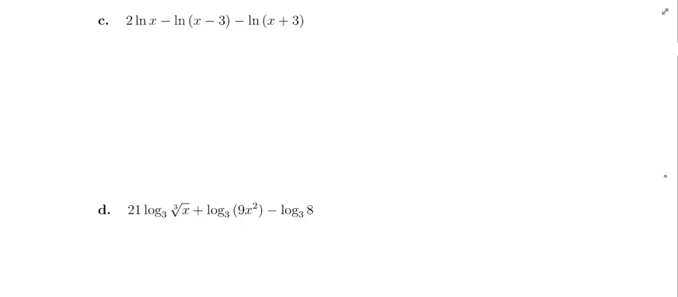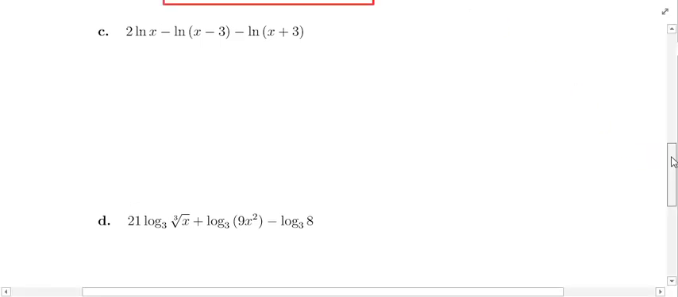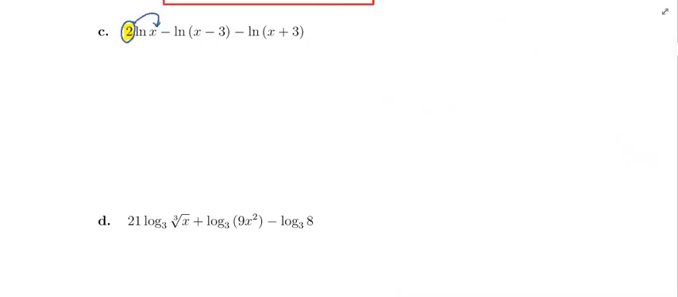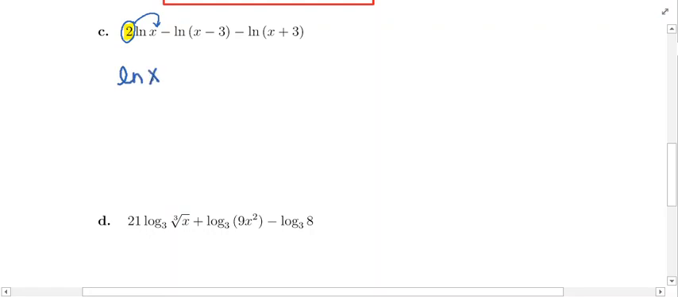To condense them into one, we want to start by looking for numbers being multiplied in front of the logarithms. If we have a number being multiplied by a logarithm, we're going to take that number and move it up as the power on the exponent. That's where you always want to start your condensing process. Here I've got 2 times the natural log of x. So we're going to take this 2 and move it up as the power on x. So this is going to become the natural log of x squared.